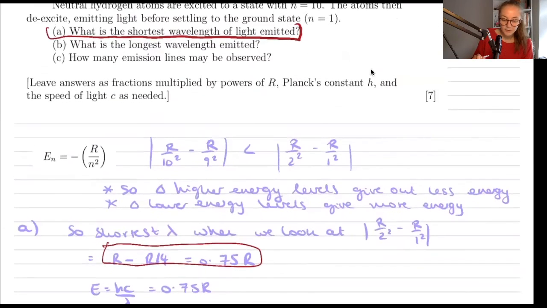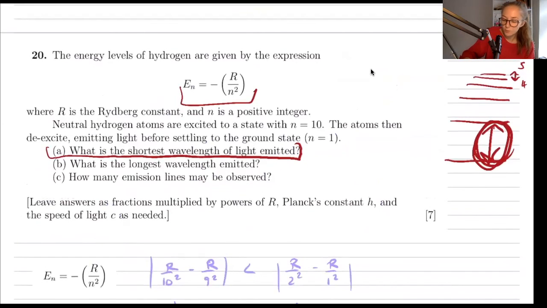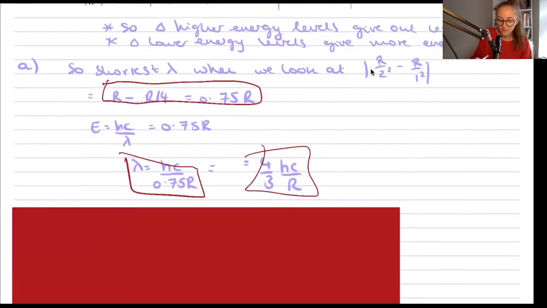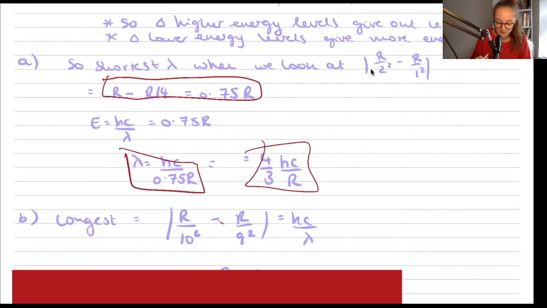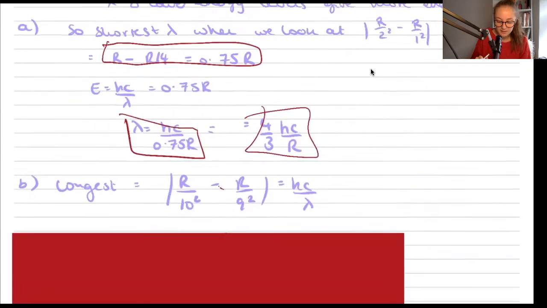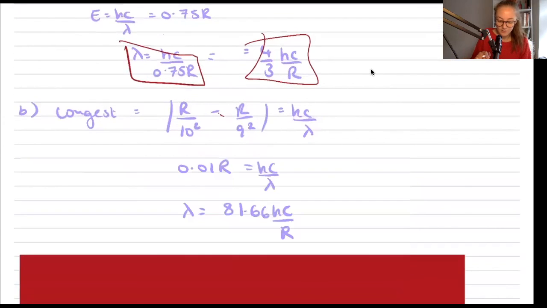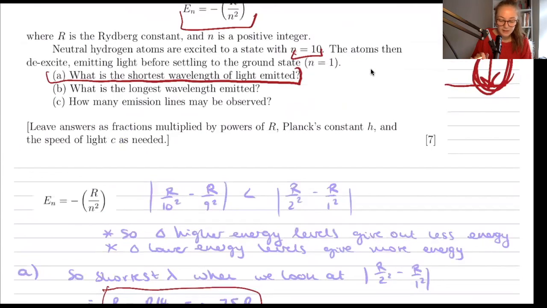And then next, they want us to work out the longest wavelength emitted. So that would be where the smallest gap is, right? So the smallest gap would be between n is 10 and n is 9. So we find out the change in energy between 10 and 9, equate that to hc over lambda again, and we'll get an expression for our wavelength. And then finally, they say how many emission lines would be observed.